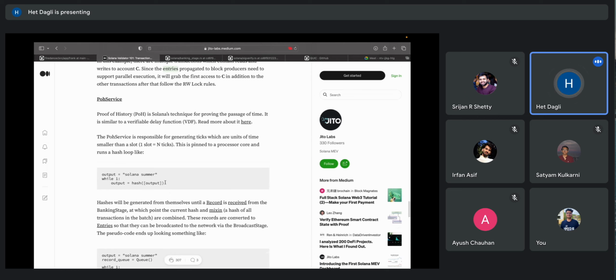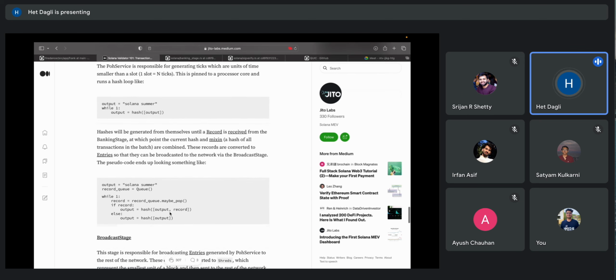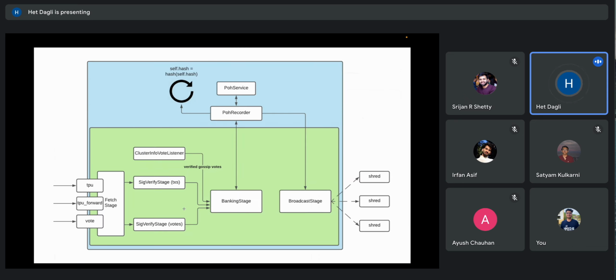This is the POH service, where this is the output and it will get hashed. And this is a VDF, a verifiable delay function. So we can say that when this hash came in, based on the output, this was first, this was second, this was third. And in actuality, it works something like this. There will be a record queue, where a record is a transaction. If a transaction comes in, it goes up and gets hashed, and otherwise it will be just a hash without transaction data.